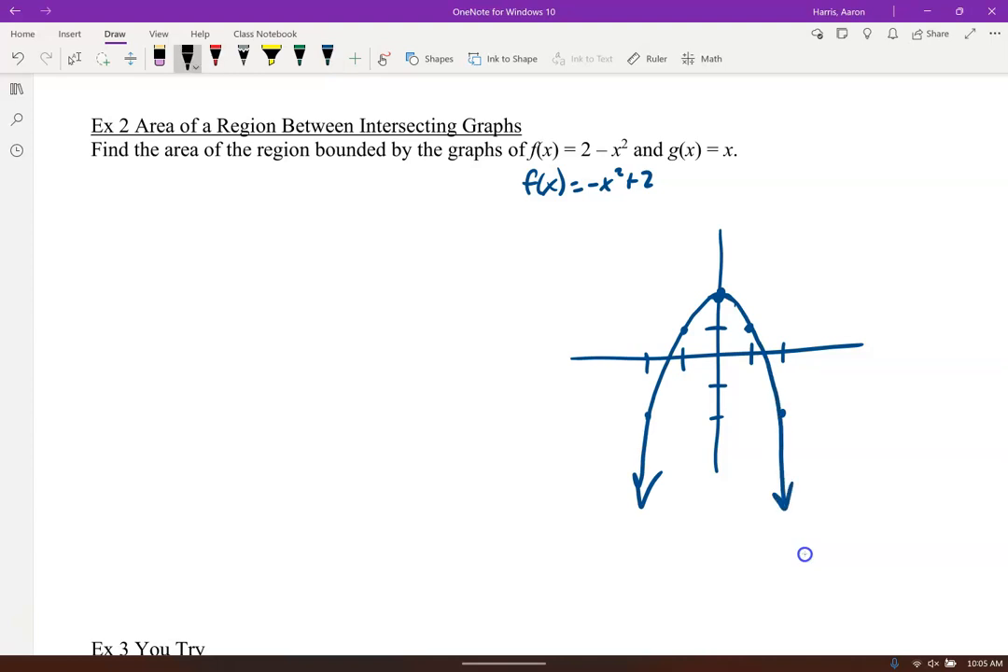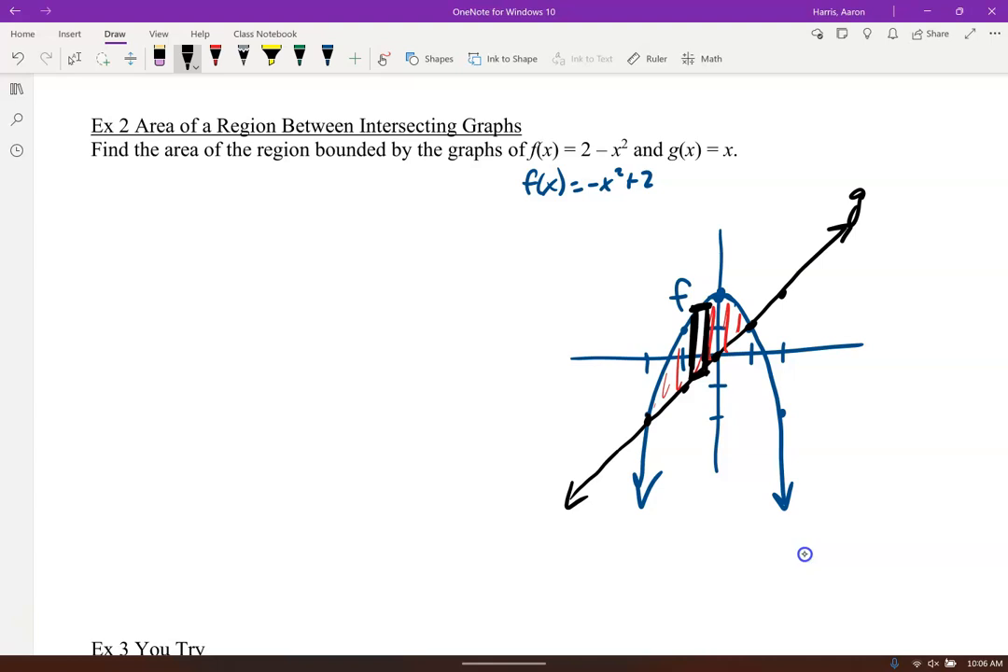Let's go ahead and graph g of x equals x. Here's our g function, here's our f function. And we want the area bounded by these graphs, right? So in between, right there in red, our rectangles here, vertical, so it's f top minus bottom are my rectangles, right? Top minus bottom, f minus g in this case.